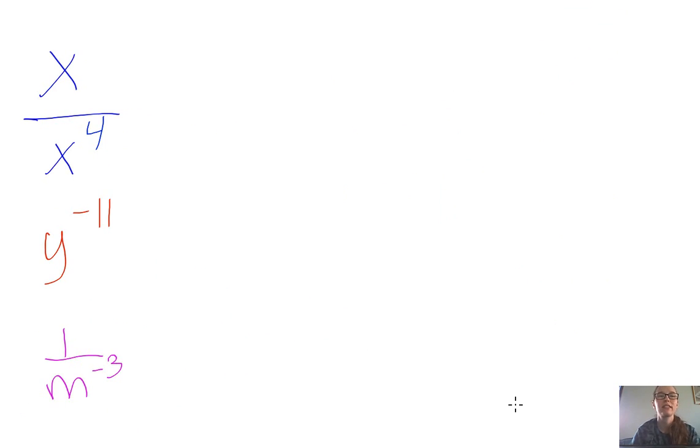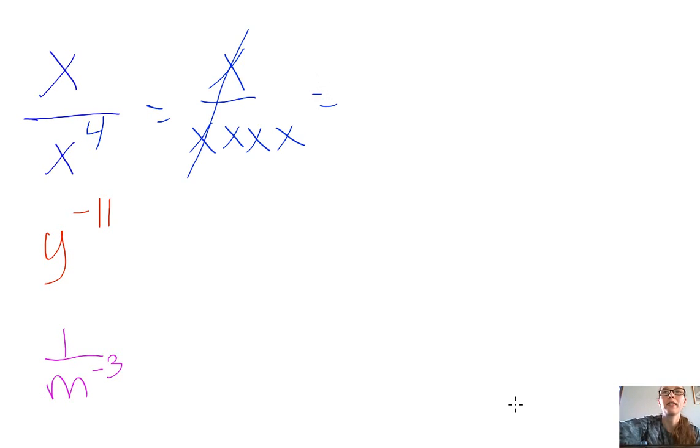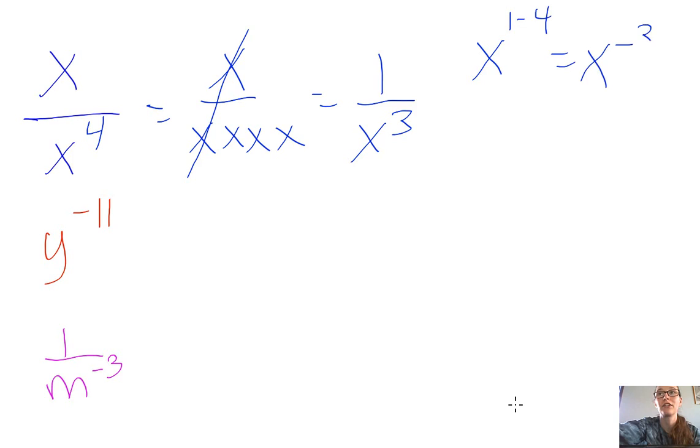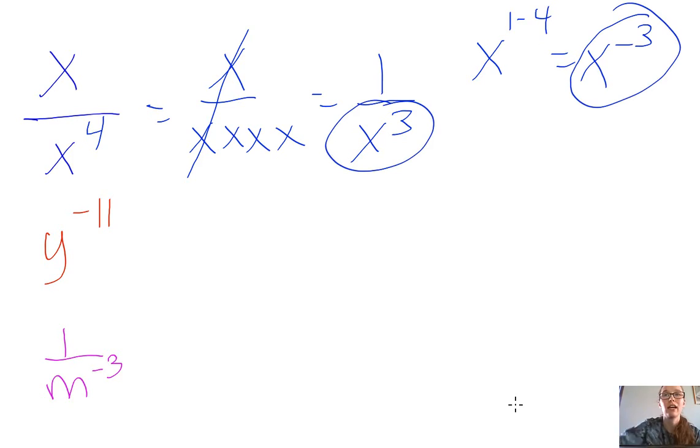So in blue, we have x divided by x to the 4th power. So if we expand this, we get x over x times x times x times x. And when we simplify it, we really get 1 over x to the 3rd power, because there's more x's in the denominator than the numerator. Using the quotient rule, we would do x to the 1st power minus 4, which gets us x to negative 3rd. So in other words, x to negative 3rd is the same thing as 1 over x to the 3rd power.